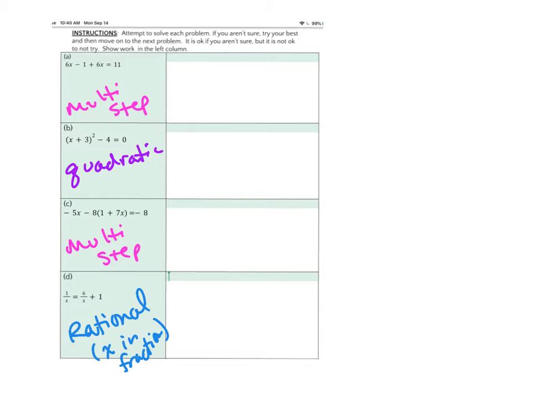Okay, so let's do that. 6x minus 1 plus 6x equals 11. It's a little messy. So combine like terms. 12x minus 1 equals 11. And then here I would think about my sad map. My sad map. Poor PEMDAS. Being used against themselves.